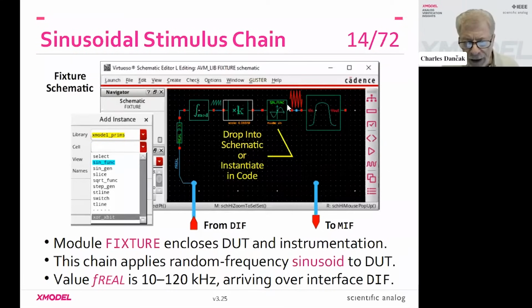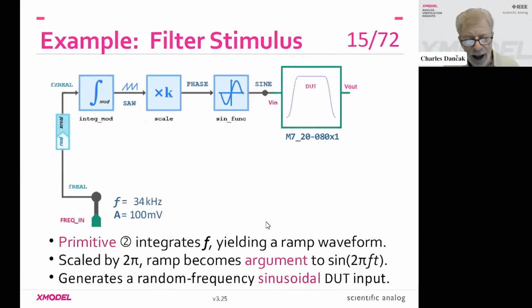This sine function applies a sinusoidal input of specified frequency, phase, and amplitude into the filter. And so we selected it out of the XMODEL primitive library. And on the next slide, 15, let's look in detail at what happens. Let's suppose that in this running example, our current transaction wants to apply a randomly chosen 34 kilohertz frequency sinusoid to the DUT at 100 millivolt amplitude.